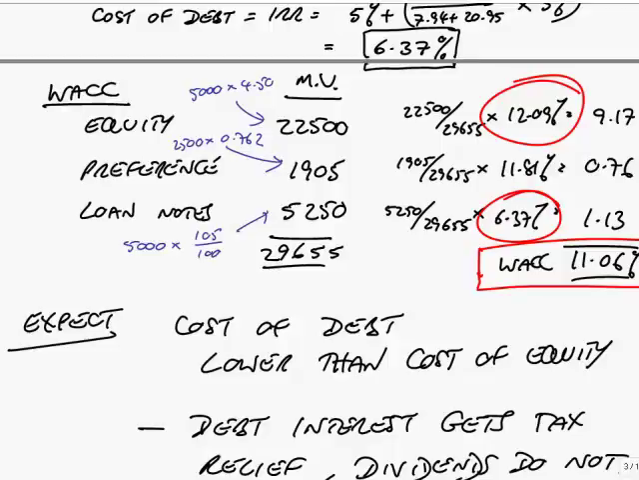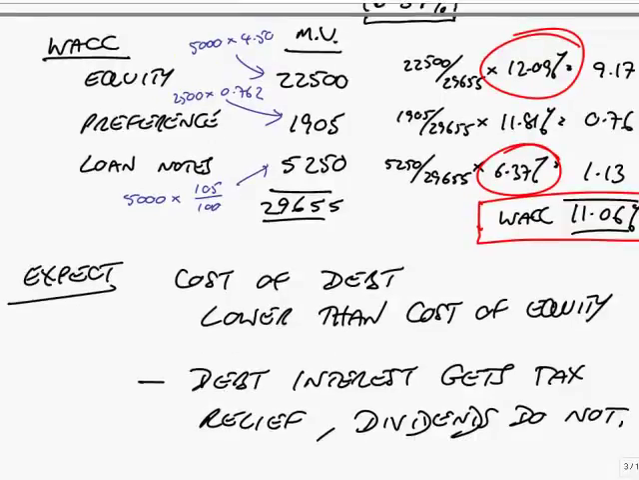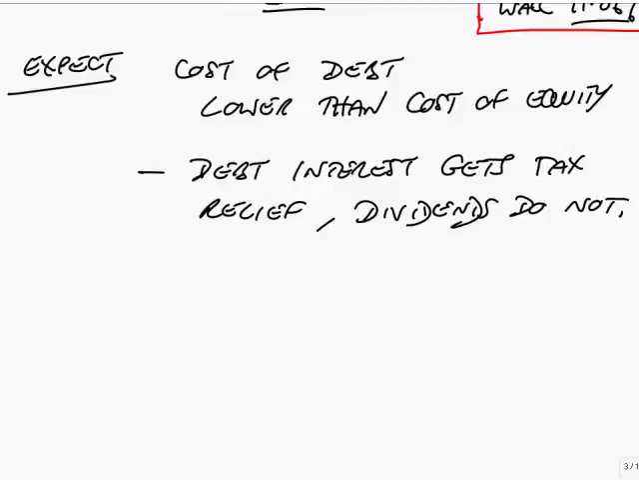It's cheaper for two reasons. Even if there was no tax relief, you'd expect it to be cheaper. Because investors are happy with a lower return. And as I said, making up a figure, maybe if there's no tax relief, investors wanted 9%. Lower than a 12. Because of tax relief, it becomes cheaper still. I think that bit's fairly obvious. But you would expect debt to be cheaper than equity for those two reasons. Debt interest gets tax relief, dividends do not.